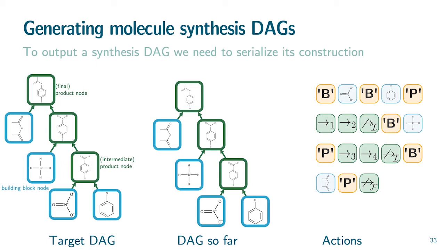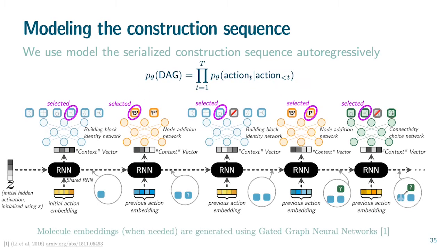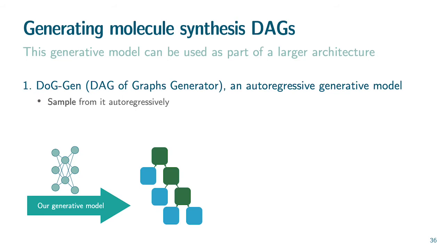So having selected a product node, we carry on selecting edges into it until we choose to create either an intermediate or final product, in which case our construction sequence ceases. By serializing the construction of the DAG, we can then model the probability of taking an action at any point using an autoregressive model, taking into account all of the previous actions chosen. In practice, we do this using a recurrent neural network, which I've drawn on this slide, unrolled over a few time steps. This recurrent neural network takes in the previous actions chosen and updates its hidden layer to act as a context vector describing the current state of the DAG.